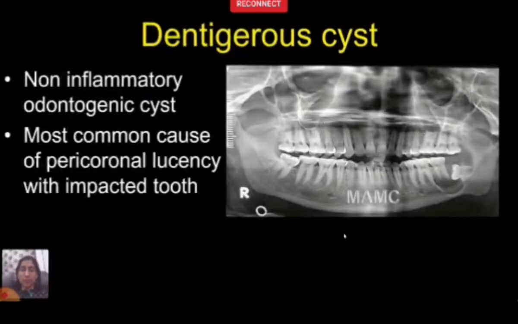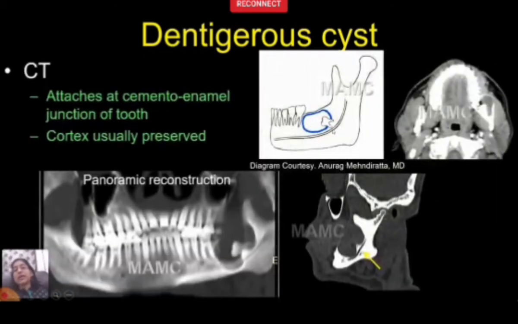Dentigerous cyst is a non-inflammatory odontogenic cyst, the most common cause of pericoronal lucency, with an impacted tooth within. Most common site is the third molar site, and this typically attaches at the cemento-enamel junction. The roots of the teeth are projecting out of the lesion, a well-defined cyst superior to the inferior alveolar canal. Cortex is generally preserved.